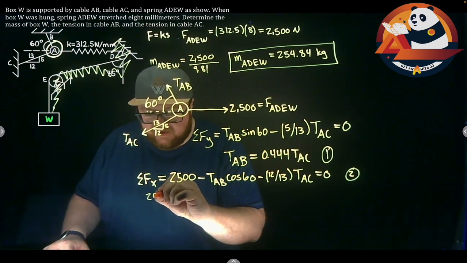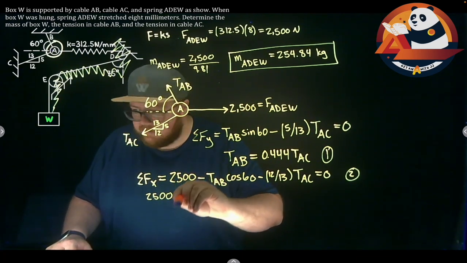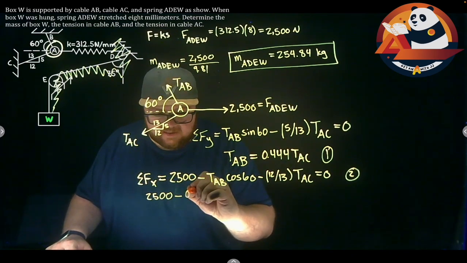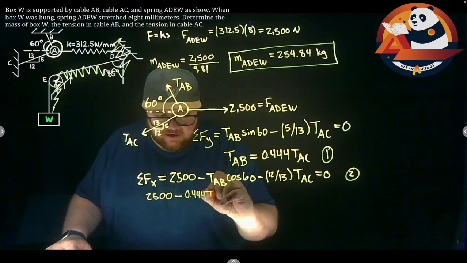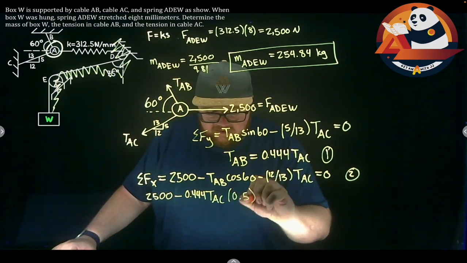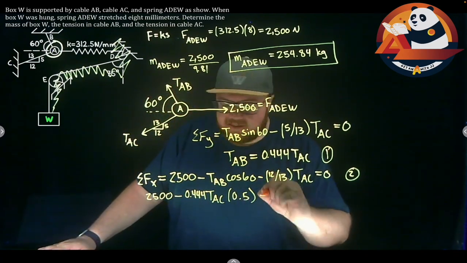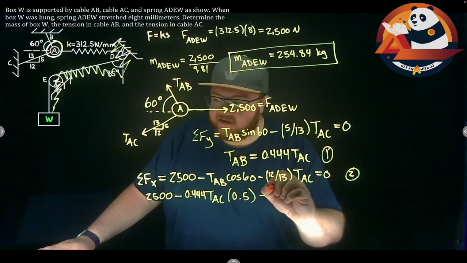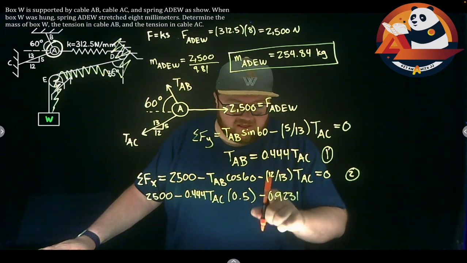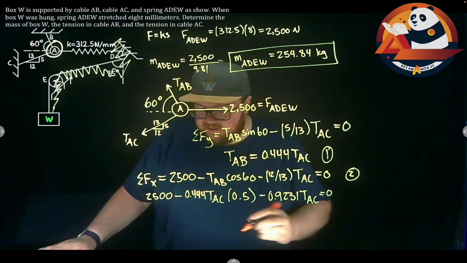We'd have 2,500 minus TAB, but I know TAB is 0.444 TAC, so minus 0.444 TAC times my cosine of 60. Cosine 60 is 1/2, times 0.5. Again, get rid of that trig function right away. Minus 12/13, which let's convert also to a decimal. Don't carry the fraction in there. 12/13 is 0.9231. So 12/13 TAC gets us equal to 0.